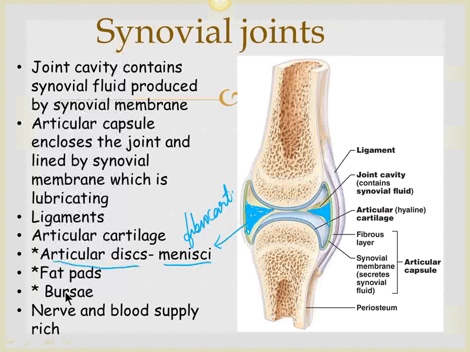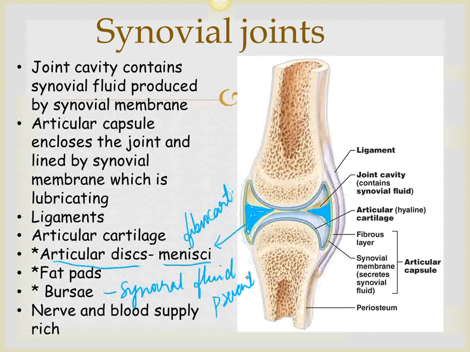And then some synovial joints have little bags present around them which may communicate with the joint, or may be separate from the joint. These are bags which contain synovial fluid and they help to prevent friction. These are called bursae. So bursae are nothing but little bags or pockets of synovial fluid which are present around synovial joints, and they help to prevent friction.